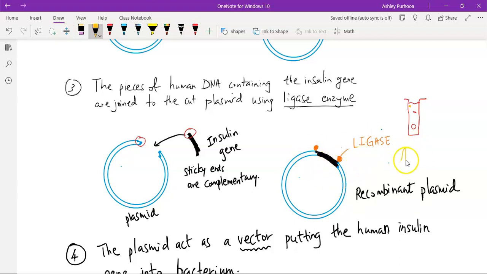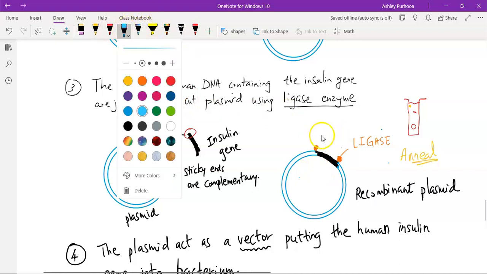There's a word for this. They say anneal. They anneal the sticky ends together. And boys and girls, once this happens, you get something called a recombinant plasmid. So this plasmid here has been engineered. You have the human insulin gene in it as well, as you can see just here.